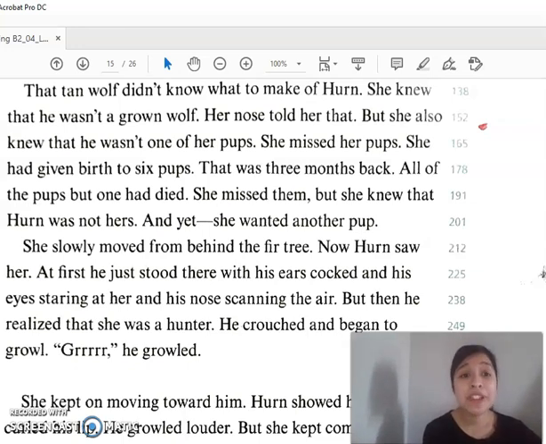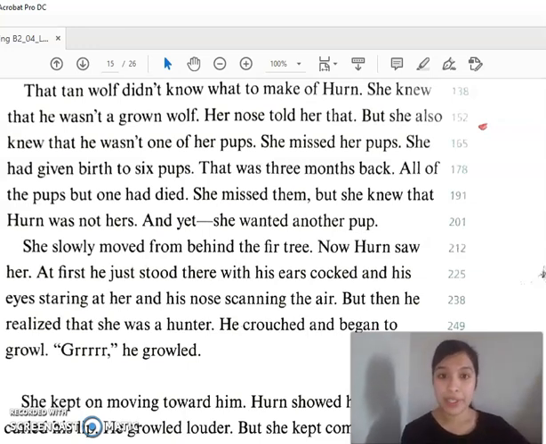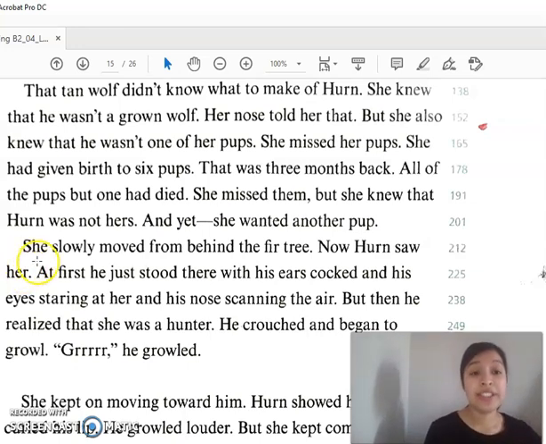She missed them, but she knew that Hearn was not hers, and yet she wanted another pup. So what happened to her pups, guys? Yes, they had died. So all of her 6 pups that she had, they had died, and so she doesn't have any now.